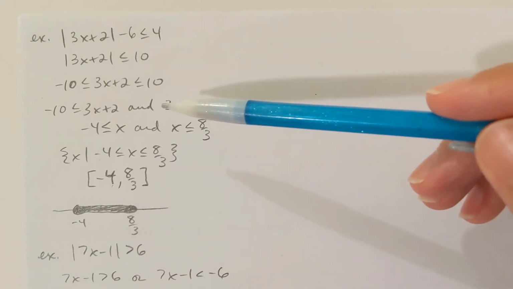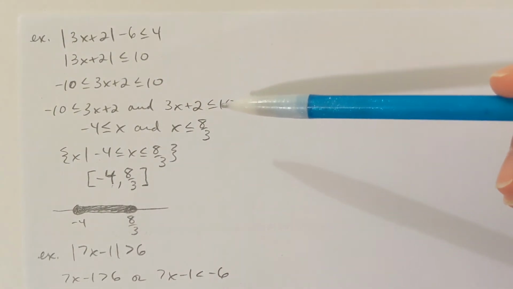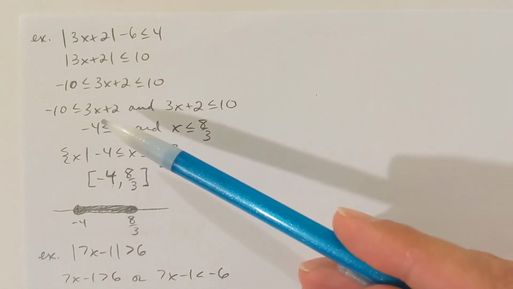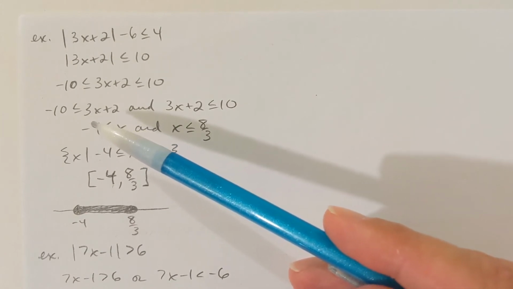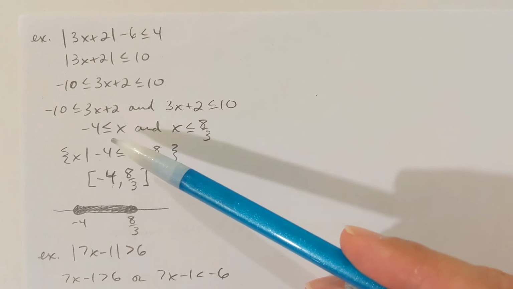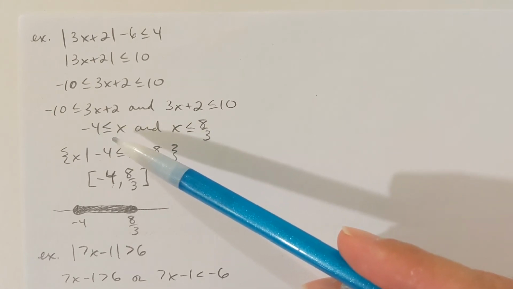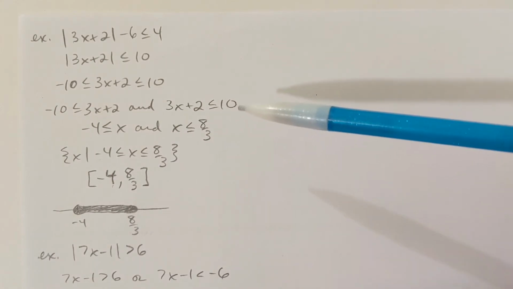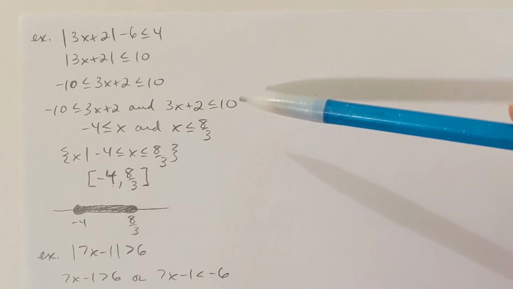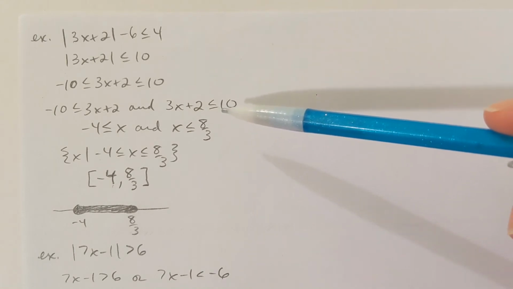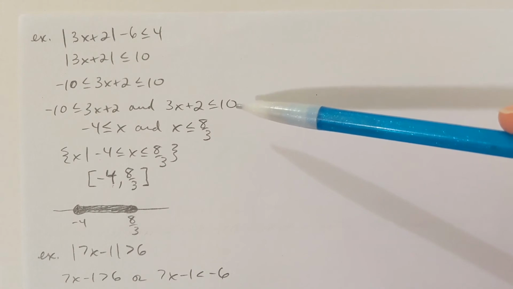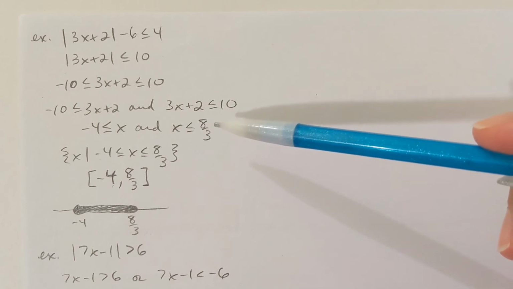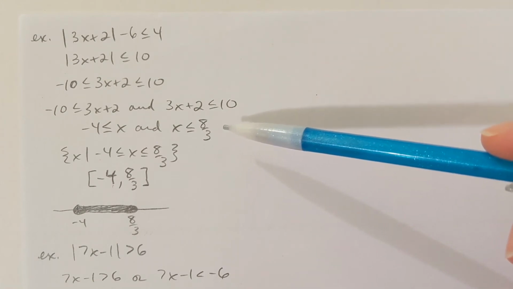3x plus 2 is greater than or equal to negative 10. 3x plus 2 is less than or equal to 10. When I subtract 2, 3x is greater than or equal to negative 12. Divide by 3. 3 is positive, so x is greater than or equal to negative 4. Over here, 3x is less than or equal to 8, and x is less than or equal to 8/3.